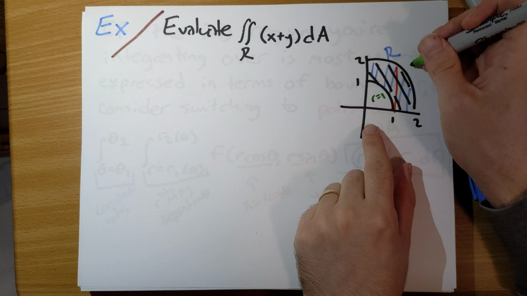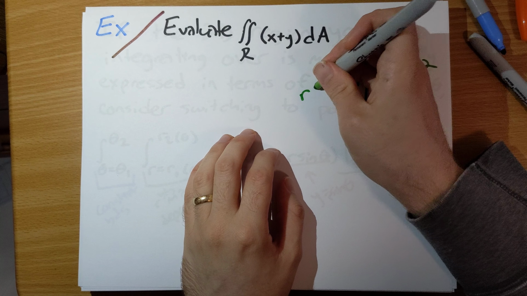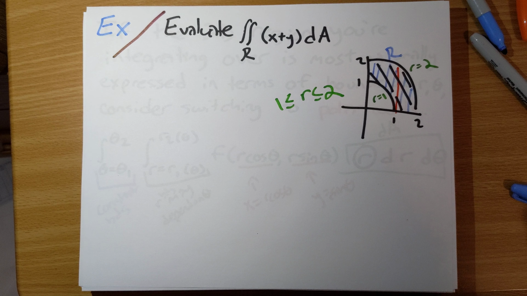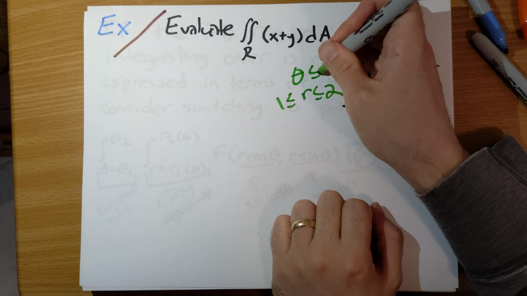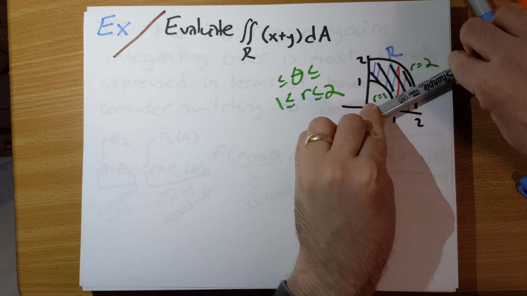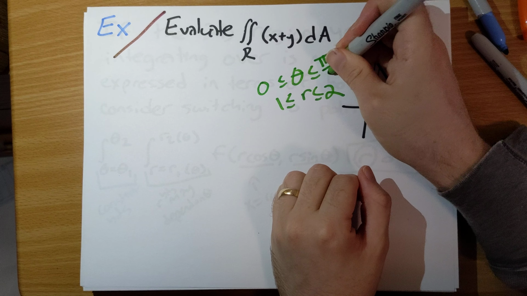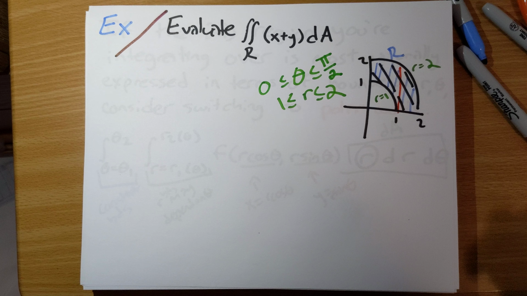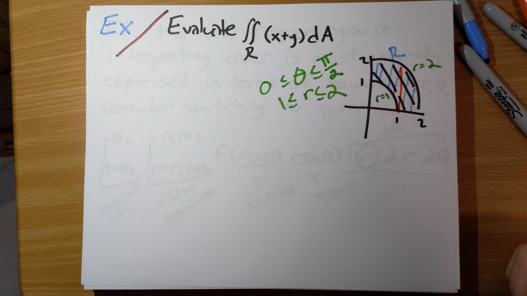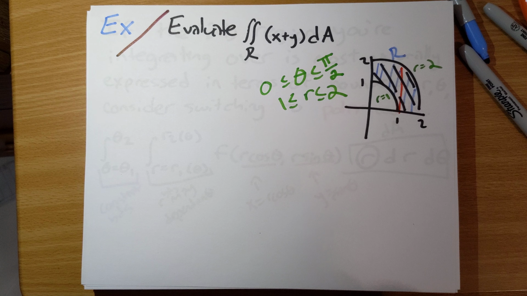What's going on? The inside circle is r equals 1, and the outside circle is r equals 2. So our r bounds are just r goes from 1 to 2. What about theta? Theta runs from 0 to pi over 2 here. Take a look: all of our bounds are just going to be constants.